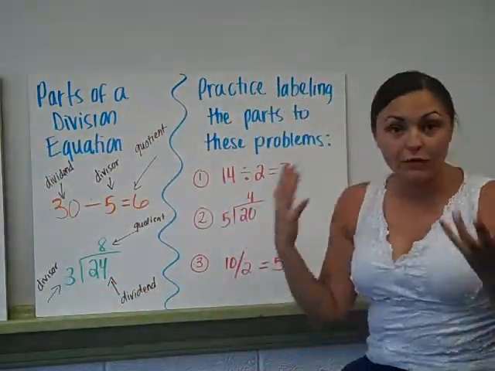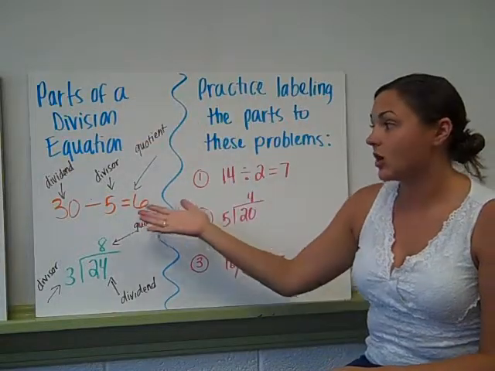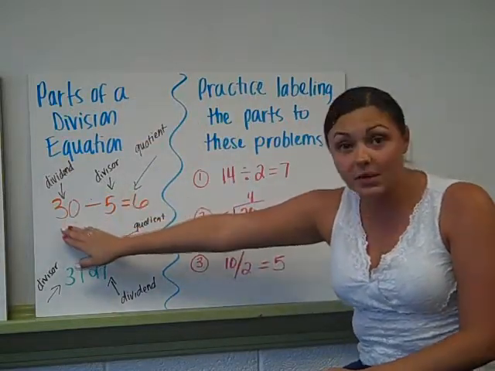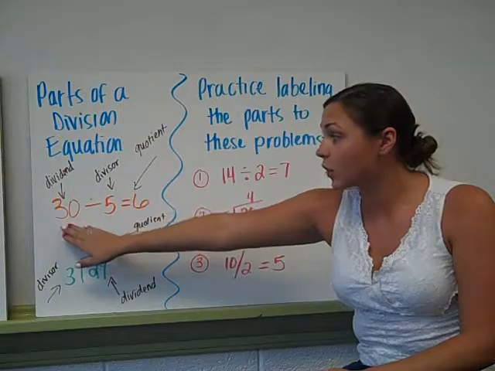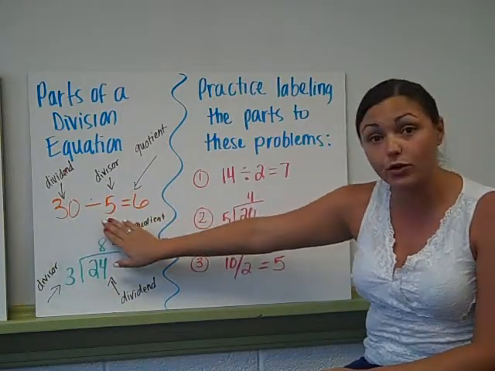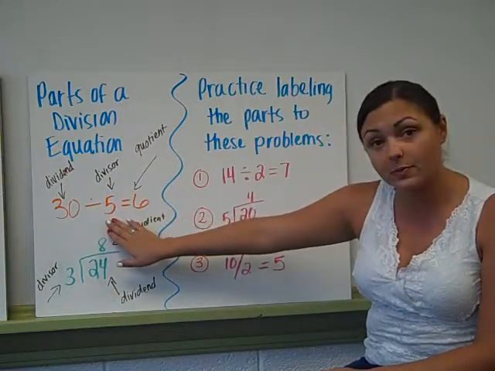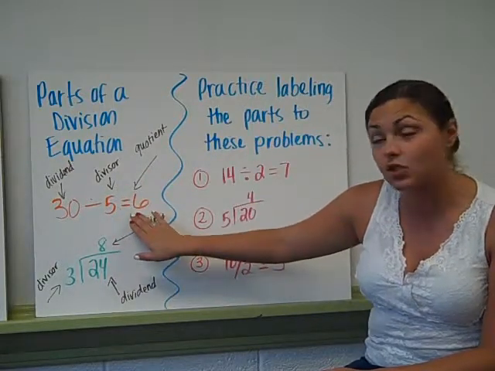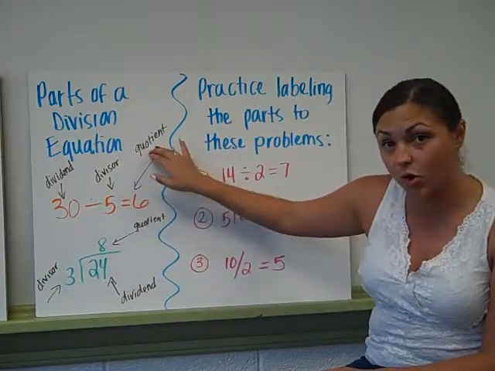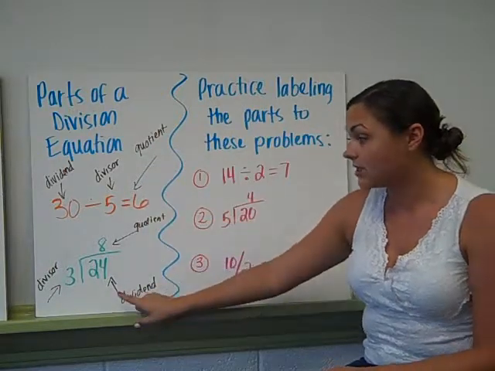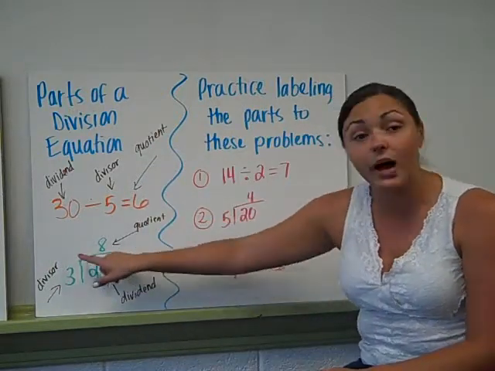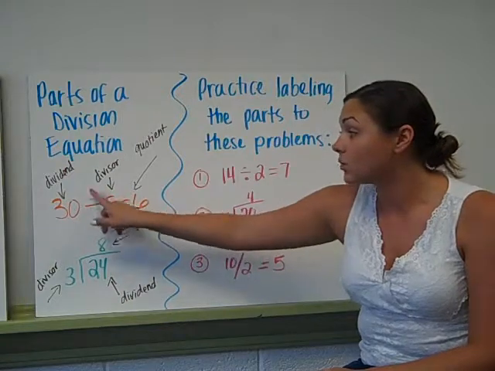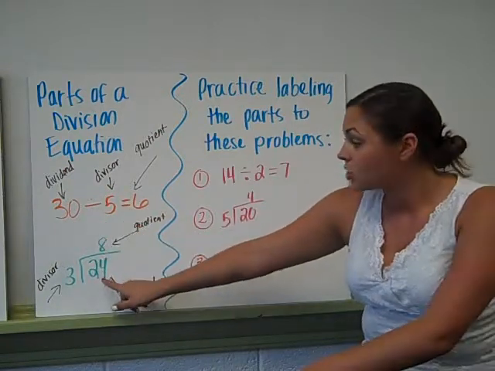Okay, review. Parts of a division equation. The number being divided is the dividend. 30 is being split up into 5 groups. However many groups you split it into is the divisor. It will equal 6 in each group. That's the quotient, the answer. Again, down here it just looks different. I use the box form instead of the line with the dot on the top and the bottom.